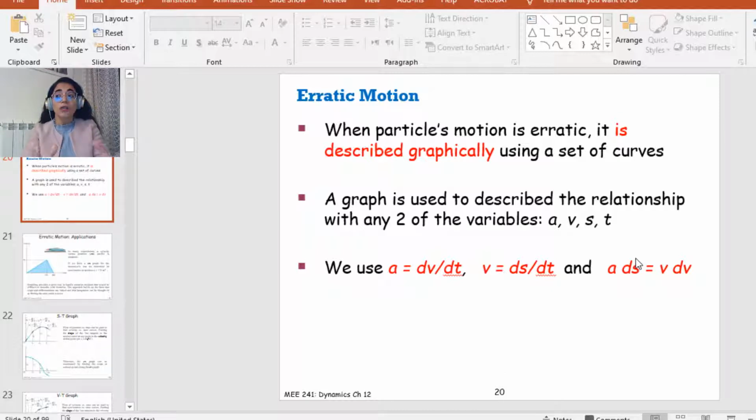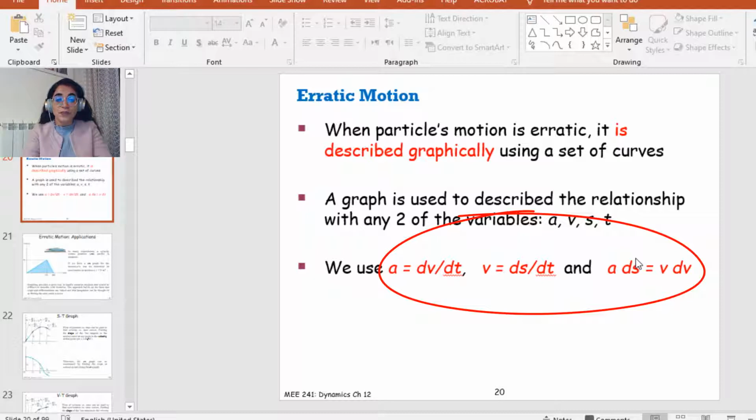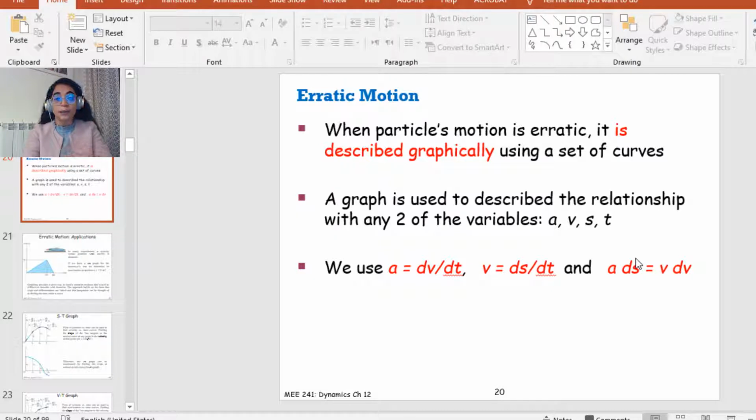Now, how can I find the other variables? In fact, I can use the set of equations that we talked about in the previous video, like for example the equation of acceleration versus time, which is a = dv/dt, the equation of velocity that is v = ds/dt, and don't forget the independent equation of time, a ds = v dv. Using these equations, I can find out what are the other variables that are not represented in this graph.